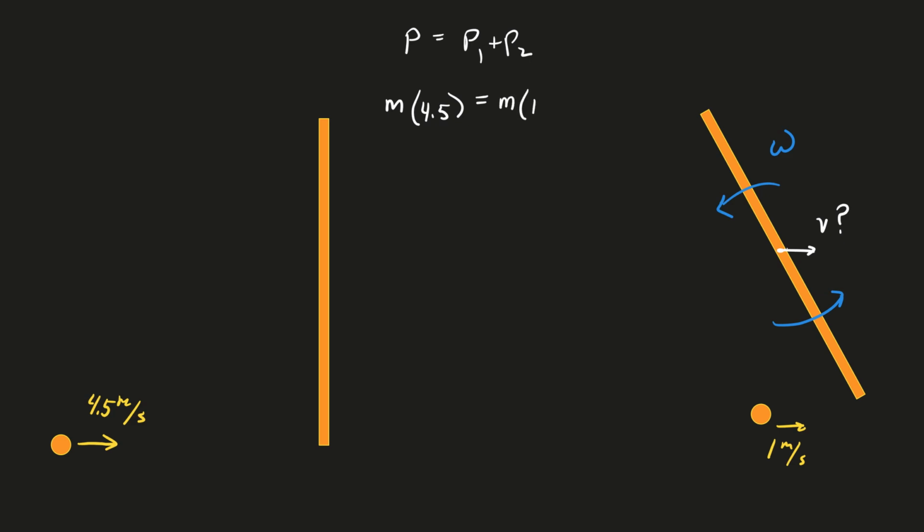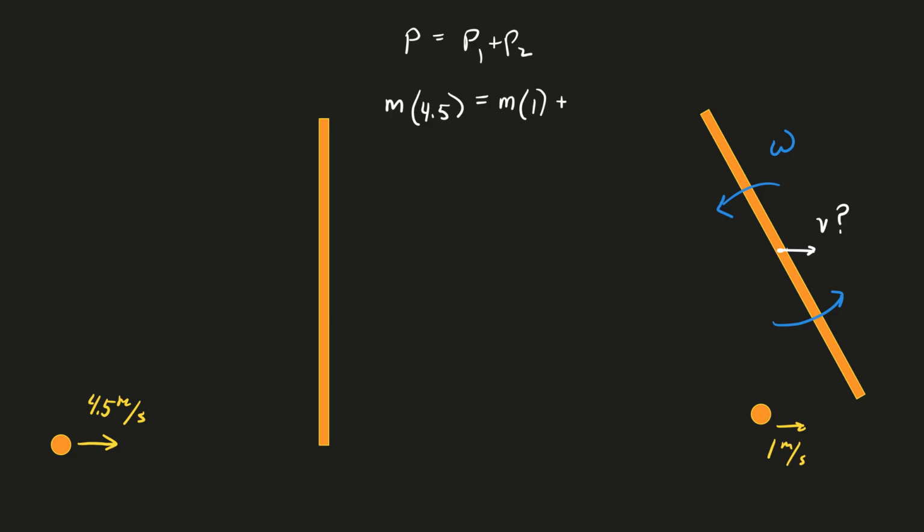Be careful about the direction, guys. I didn't on purpose make the ball bounce backwards because I didn't want to add another wrinkle here. But if it had bounced backwards, that would be -1, correct? Keep in mind, velocity is a vector quantity. What do I have to do with the rod here?